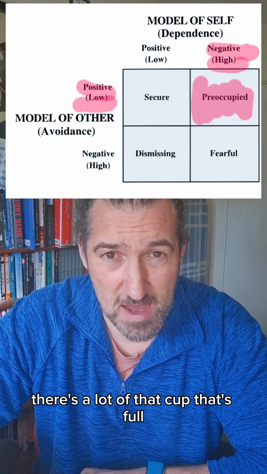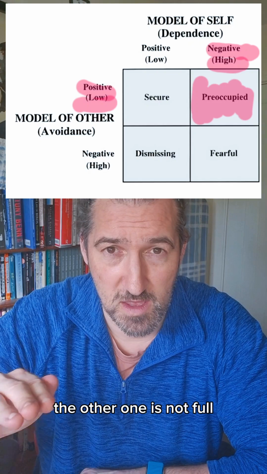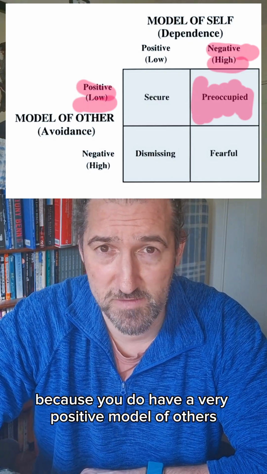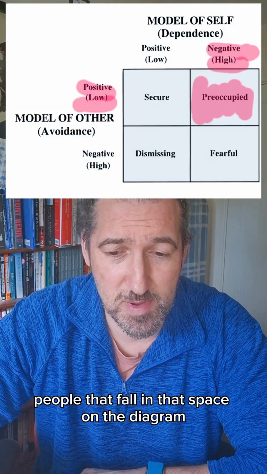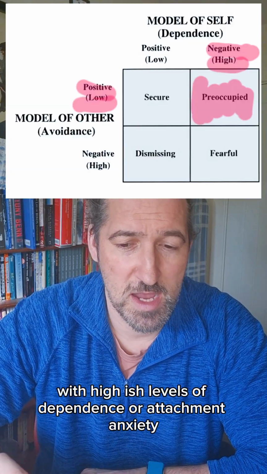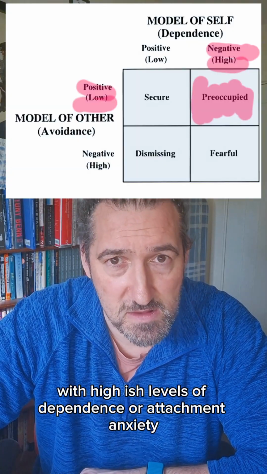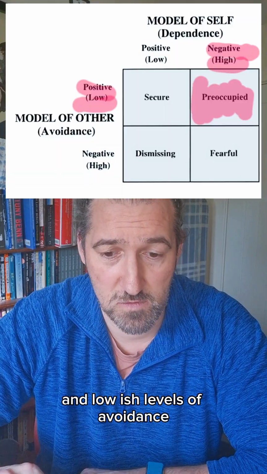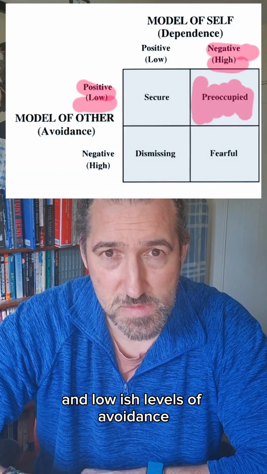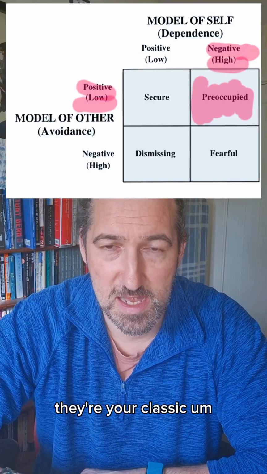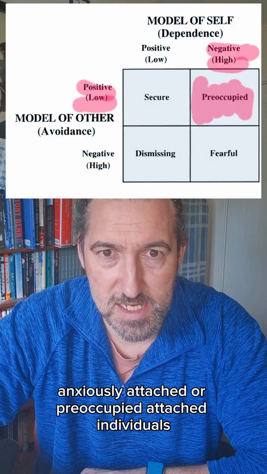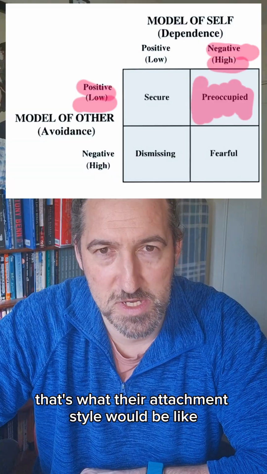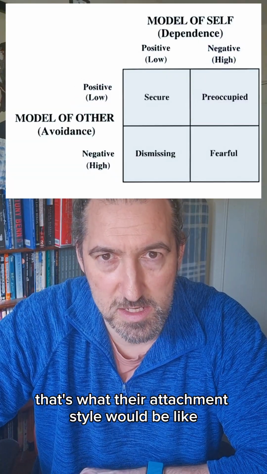There's a lot of that cup that's full. The other one is not full, because you do have a very positive model of others. People that fall in that space on the diagram with high-ish levels of dependence or attachment anxiety and low-ish levels of avoidance, they're your classic anxiously attached or preoccupied attached individuals. That's what their attachment style would be like.